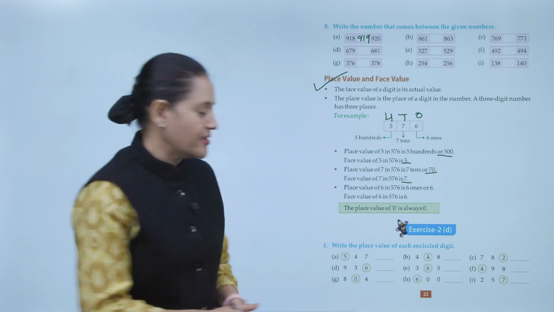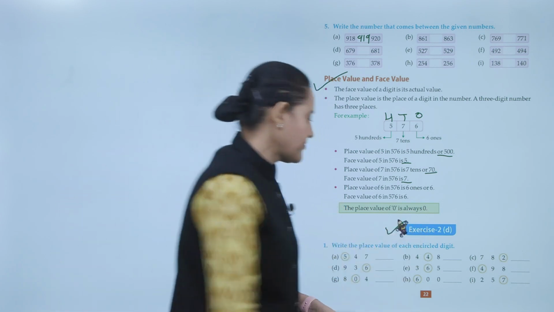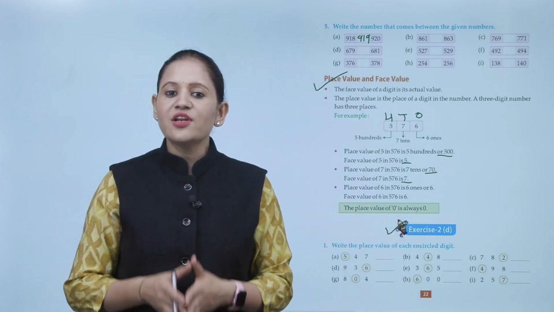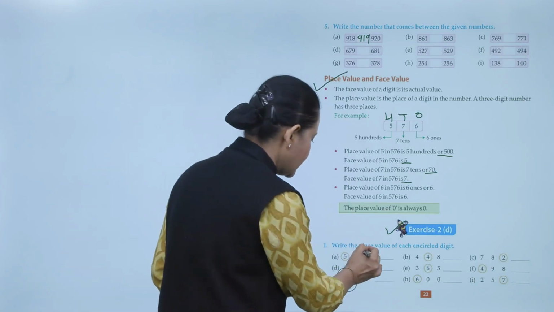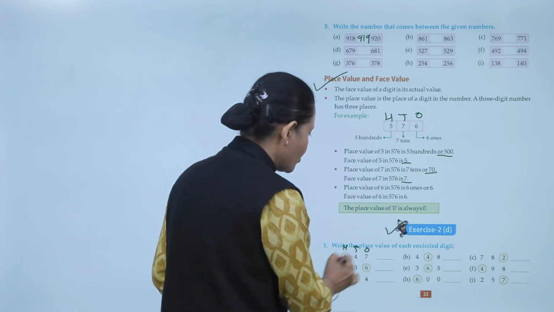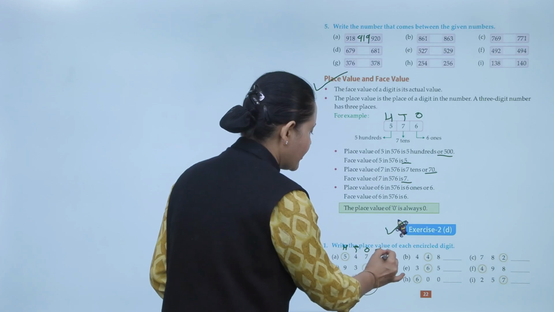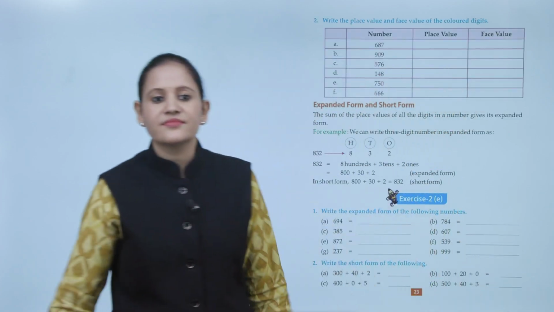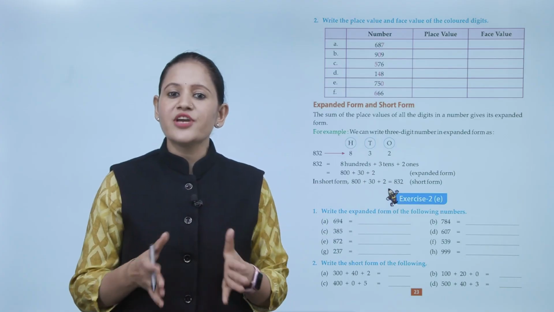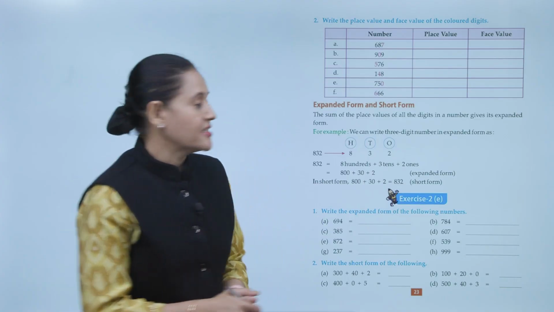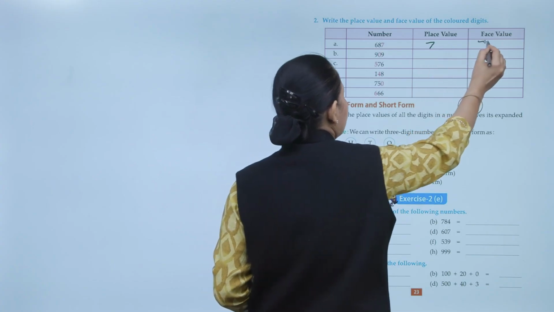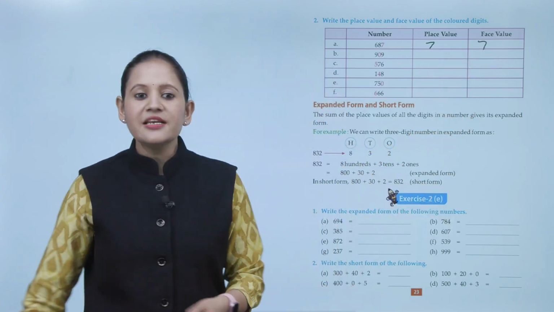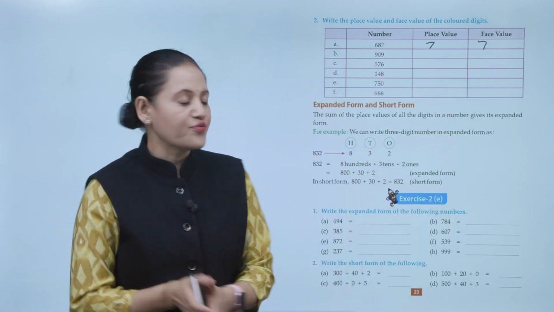Next is exercise 2D. Write the place value of each encircled digit. So ones, tens, 100. So place value हो जाएगी 500. Clear? Next, write the place value and face value of the colored digit. 7 ones की पोजीशन पे, so place value is 7 and face value is also 7. Clear? Next, expanded form and short form.